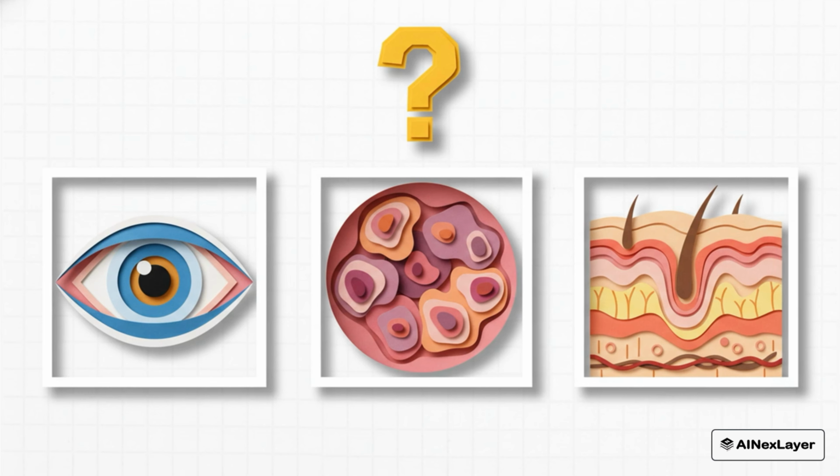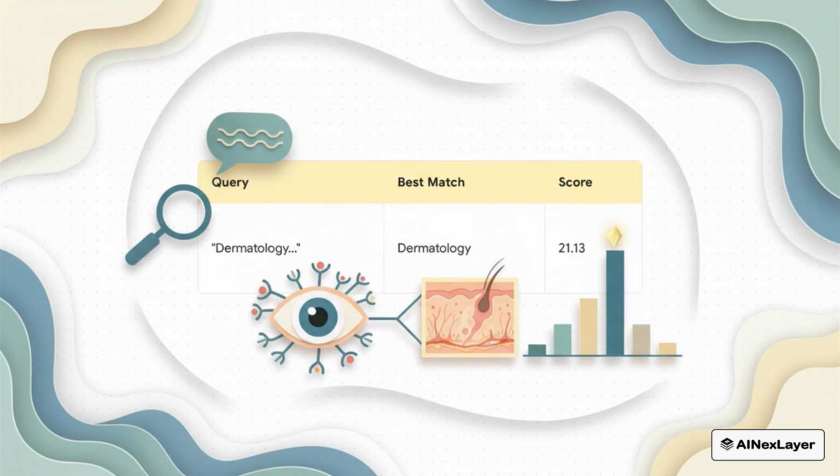And here are the images it has to pick from. You've got an image of an eye, a slide at the cellular level, and the cross-section of skin. I mean, they're all medical, sure, but they're incredibly different. For the model to get this right, it has to understand the tiny details that separate one medical specialty from another. And the result? Bam! A perfect match. As you can see right there in the table, the dermatology image got the highest similarity score by a country mile, 21.13. The others weren't even close.